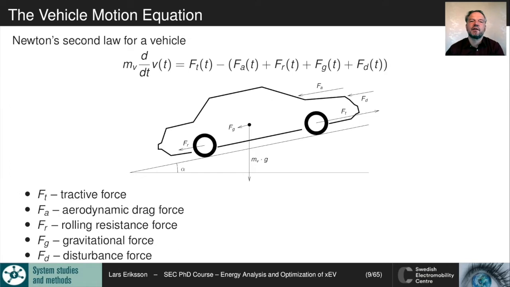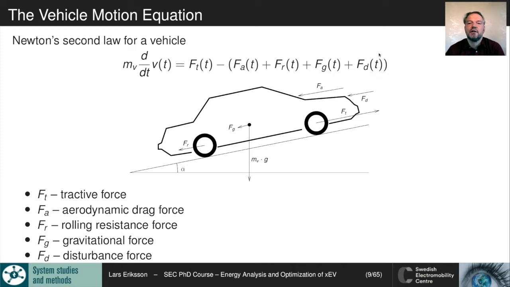We will return to the vehicle motion equation and use it quite often in the course. The vehicle motion equation is Newton's second law for a vehicle, where we're looking at the acceleration of the vehicle that is the result of the force imbalance, where we have a tractive force that is aimed at pushing the vehicle forward, and then we have the losses that come from the aerodynamic losses, from the rolling resistance losses, and from the gravitational, and then for completeness, also a disturbance force is injected.